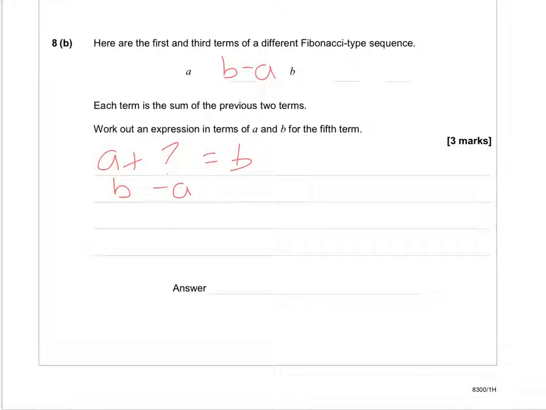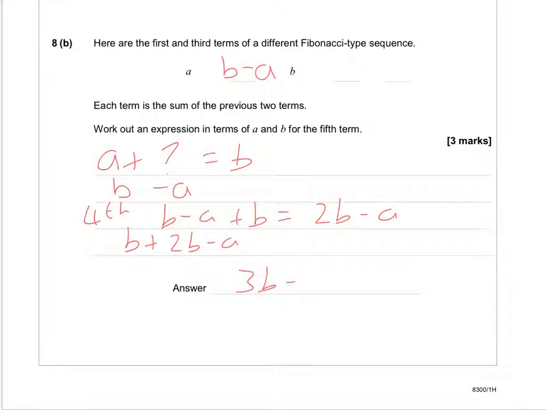You can then go ahead and find the 4th term, because the 4th term is going to be our second term, which is B minus A, plus B, which is 2B minus A. Our 5th term then is the 3rd term plus the 4th term, so we've got B plus 2B minus A, which is 3B minus A.